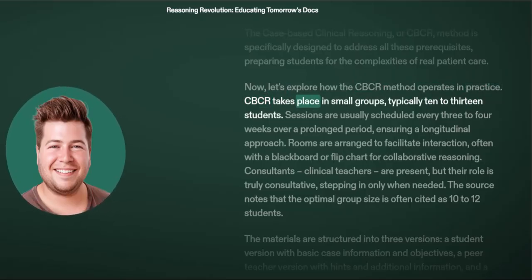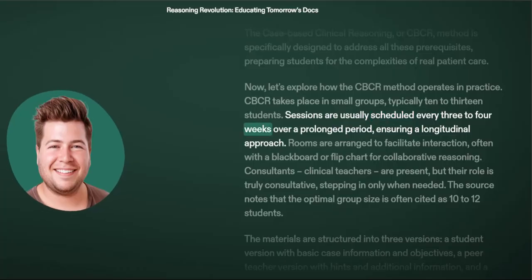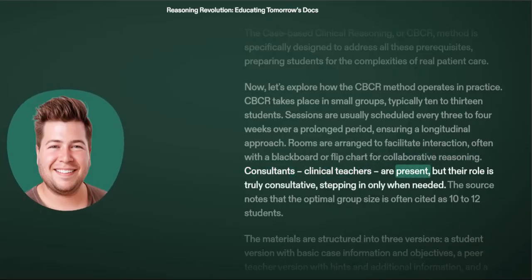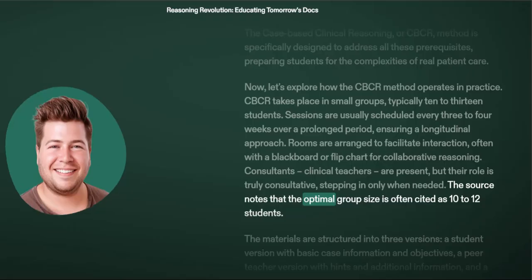CBCR takes place in small groups, typically 10 to 13 students. Sessions are usually scheduled every 3 to 4 weeks over a prolonged period, ensuring a longitudinal approach. Rooms are arranged to facilitate interaction, often with a blackboard or flip chart for collaborative reasoning. Consultants, clinical teachers, are present, but their role is truly consultative, stepping in only when needed. The source notes that the optimal group size is often cited as 10 to 12 students.